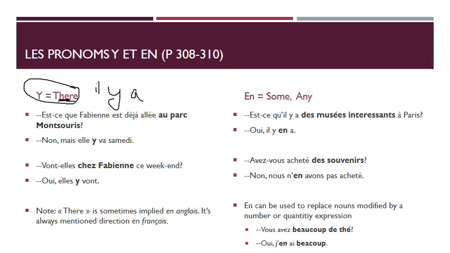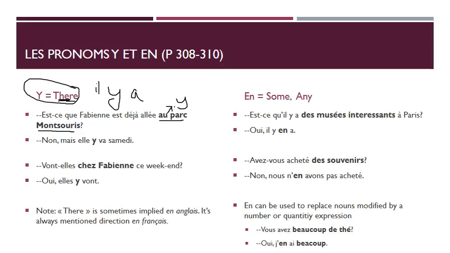Really cool, right? All right, so here's the cool thing about it. You can take any location in a sentence and replace it with y. So for example, est-ce que Fabienne est déjà allée au parc Montsouris? So has Fabienne ever been to the parc Montsouris? So au parc Montsouris, because it's a place, we can replace it with y. And yes, the y says a long e sound. Why? Je ne sais pas, parce que c'est le français.